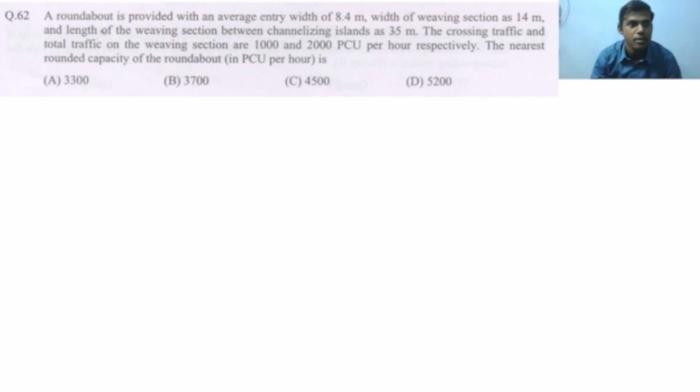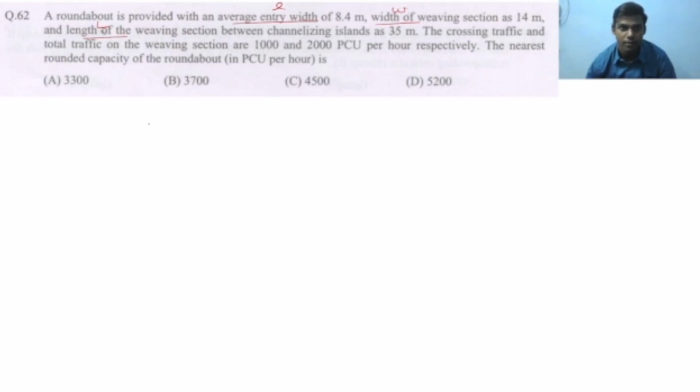So first question, a roundabout is provided with an average entry width, E, 8.4 meter, width of weaving section, W, 14 meter, and the length of weaving section between channelizing islands as 35 meter. So this is L. The crossing traffic and the total traffic on weaving section are 1000 and 2000 passenger car unit per hour respectively.